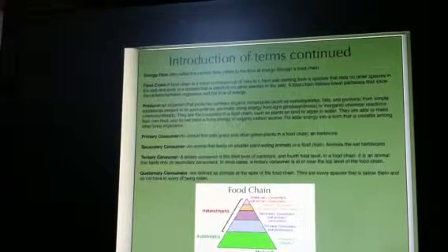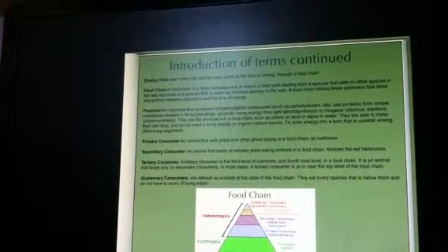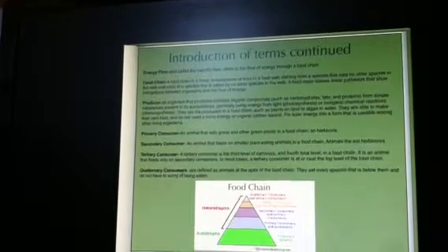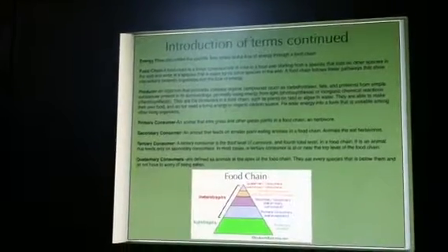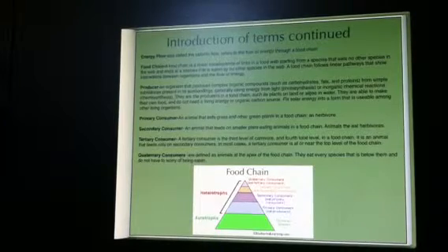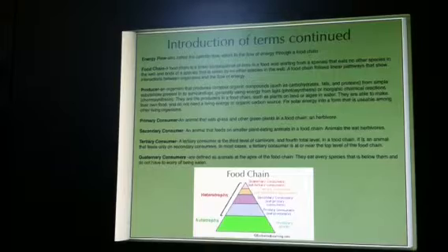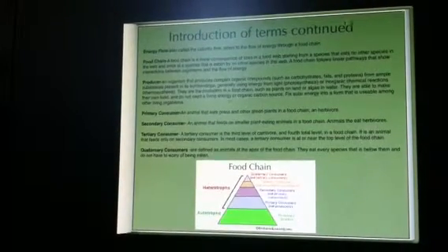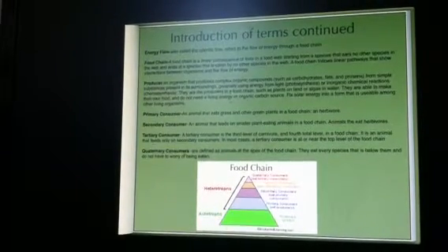A tertiary consumer would be our third level. So that's a carnivore. They're going to eat maybe our primary or secondary consumers. And then highest up in our food chain are our quaternary consumers. If you look at the picture at the bottom of our screen here, it's in the shape of a pyramid. At the top of the pyramid we have our quaternary consumers, and at the bottom we have our producers or autotrophs. The reason we have so few quaternary consumers is that they require more energy, so they have to eat more to survive.